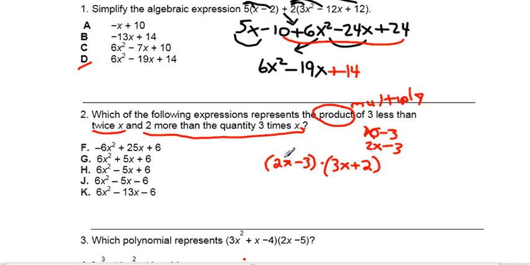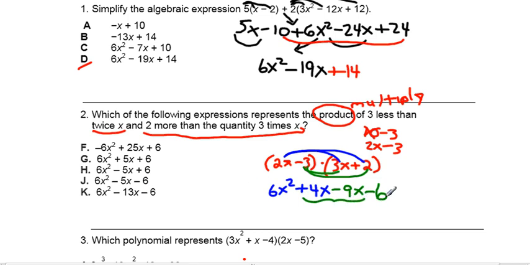Okay, so then you do mailman. So the mailman has to go to every house. This is the mailman. He has to go to every house. So 6x squared plus 4x. And then think of this guy as the paperman. He's got to go to every house. So minus 9x minus 6. And then combine these like terms and you get negative 5x, so 6x squared minus 5x minus 6. J.